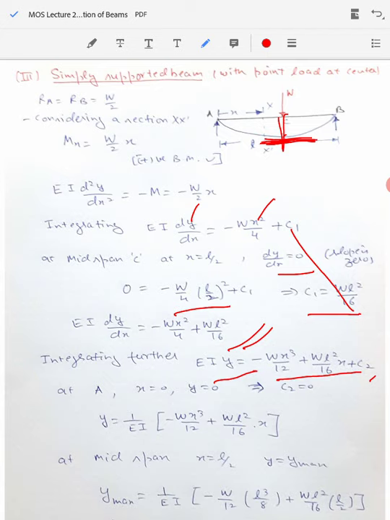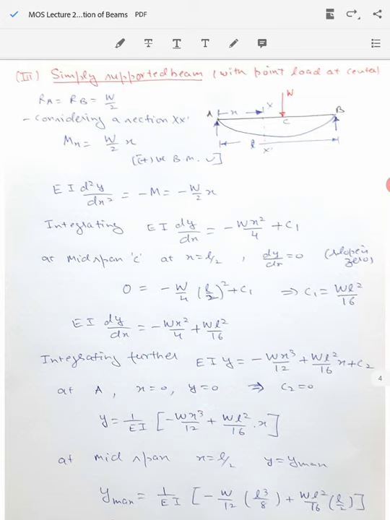This time we know that at the support end A, x is equal to 0 and also the deflection is 0 because it is being supported at the point A. So our deflection is 0 at the point A. When you substitute x equal to 0 in these two expressions and y is equal to 0, this will provide us C2 equal to 0. So we substitute the value of C2 equal to 0 back and we get the expression for y as 1 upon EI with the bracketed term which is shown here.